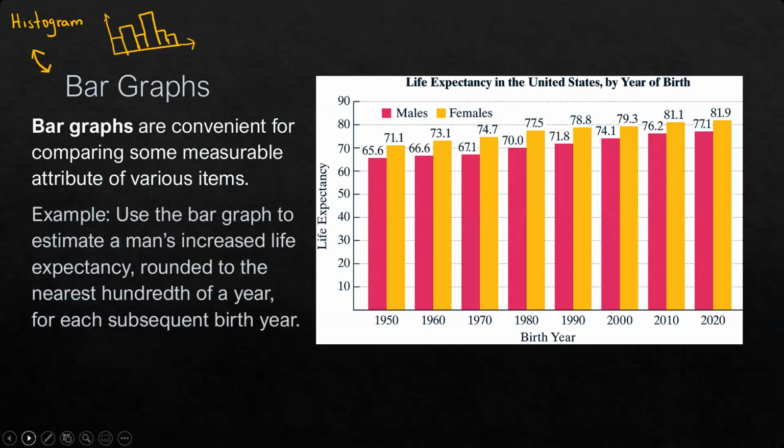It says, use the bar graph to estimate a man's increased life expectancy, rounded to the nearest hundredth, per year for each subsequent birth year. Okay, that's great. So in this case, we're going to have to look at only males. We notice that the life expectancy of a man has increased over time. According to this data, in 1950 it was 65.6, and in 2020 a man's life expectancy is 77.1 years. Rounded to the nearest hundredth of a year.